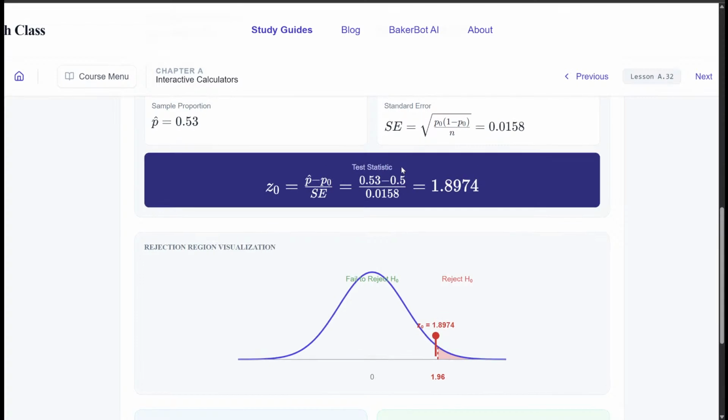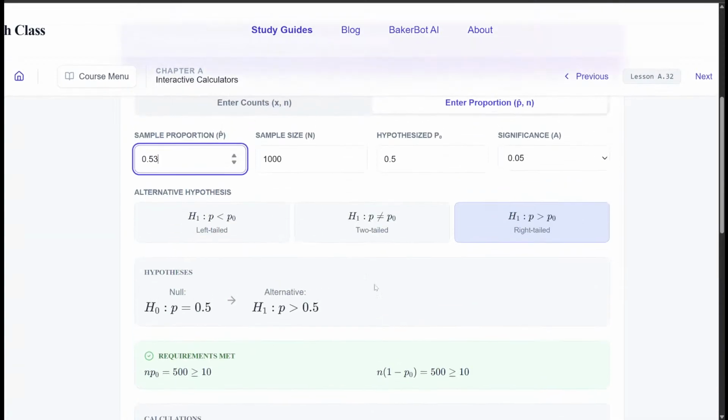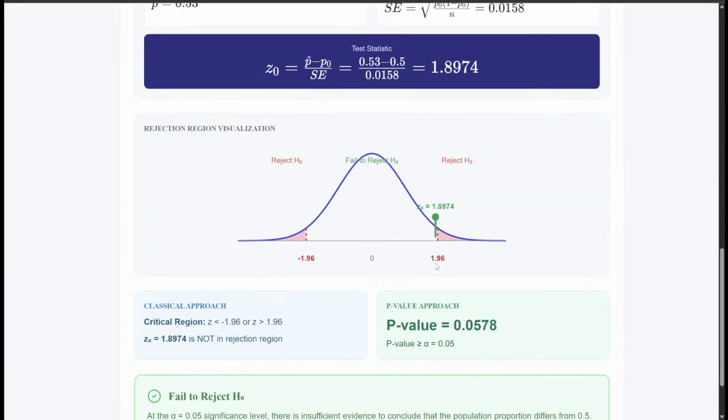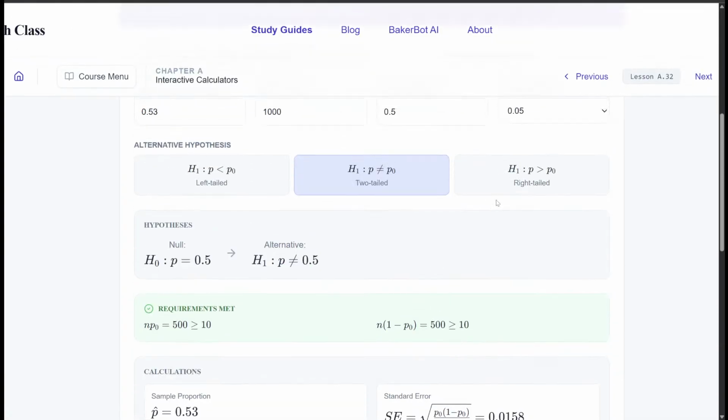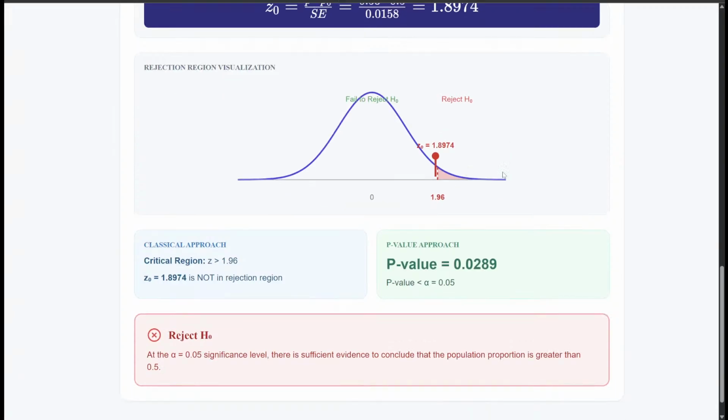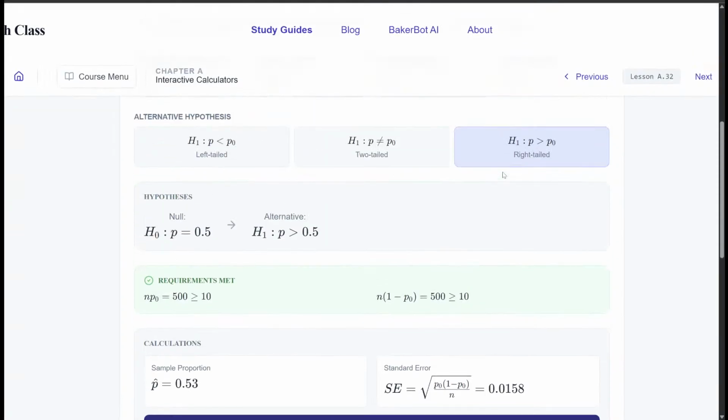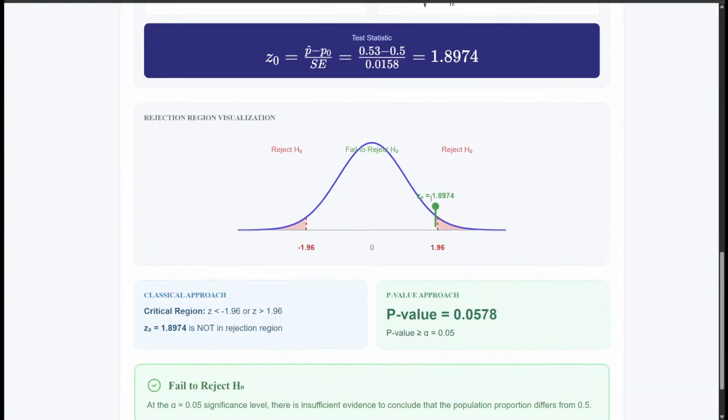Oh, I know why. That graph is wrong. I got to fix the graph. It's always showing two tails. Yeah, I got to fix the graph because it should have been back here. Carolyn, you didn't catch that.